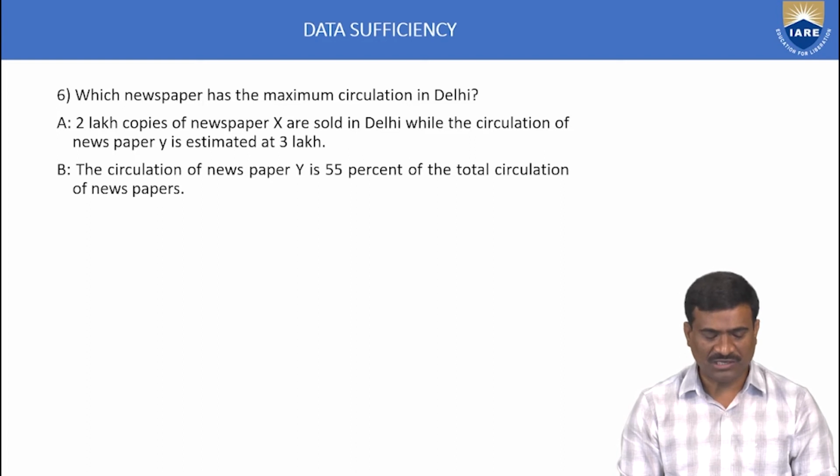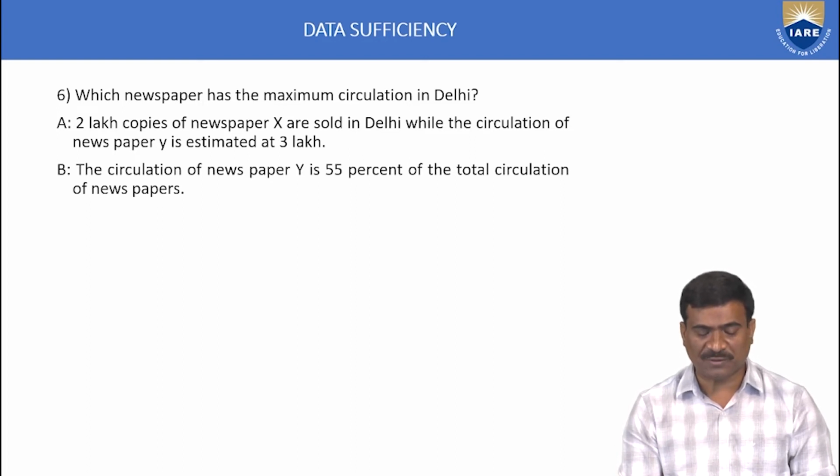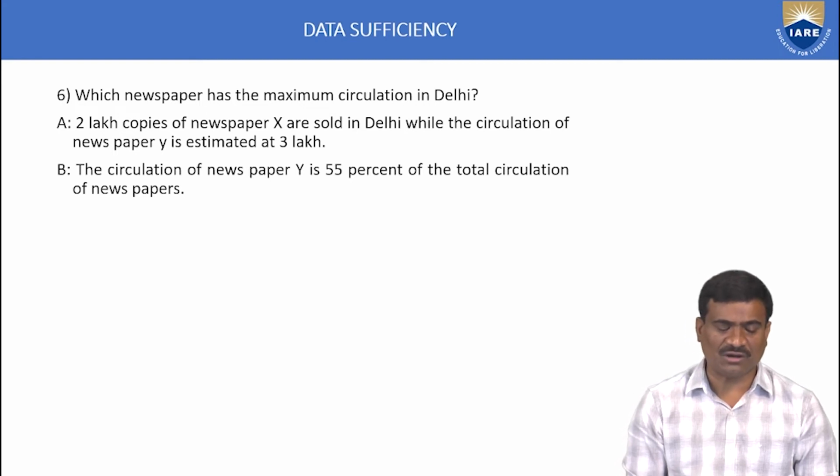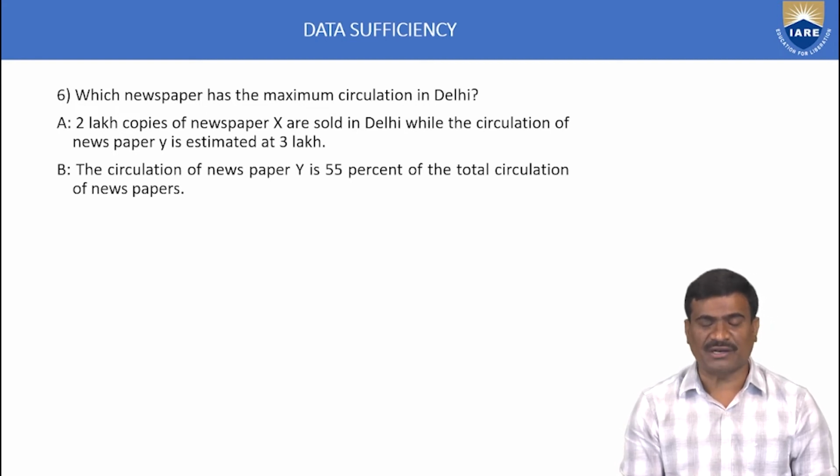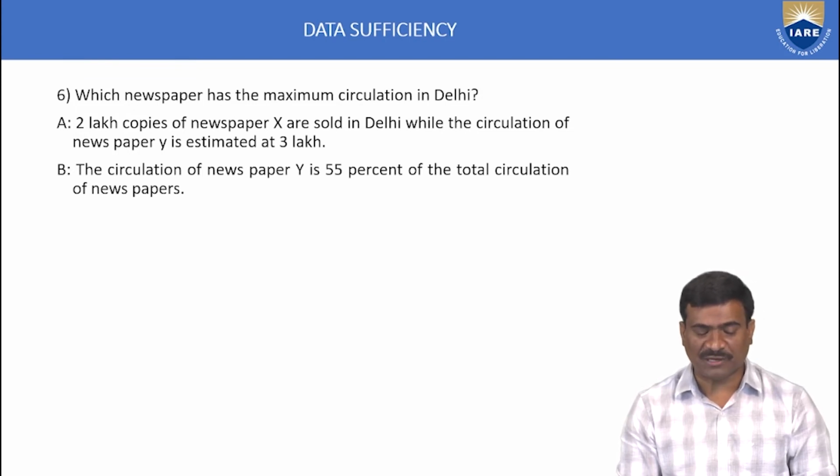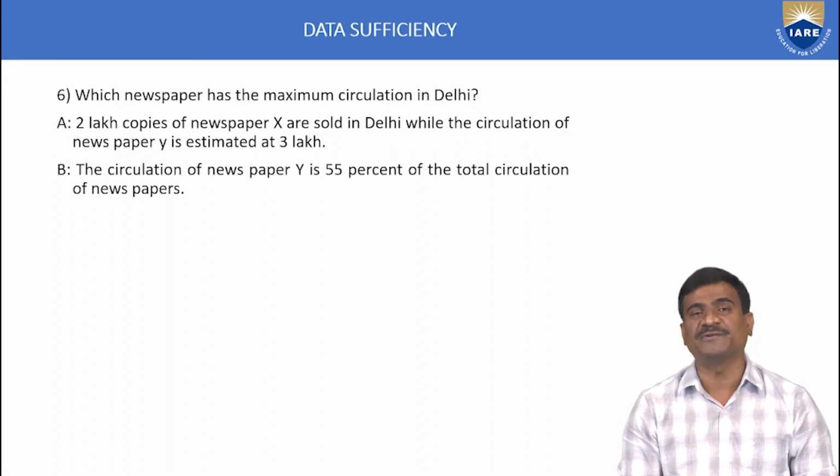Statement A: 2 lakh copies of newspaper X are sold in Delhi, while the circulation of newspaper Y is estimated at 3 lakhs. Statement B: The circulation of newspaper Y is 55% of the total circulation of newspapers.